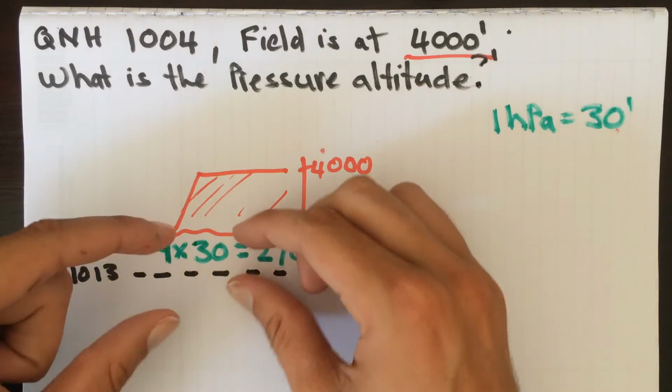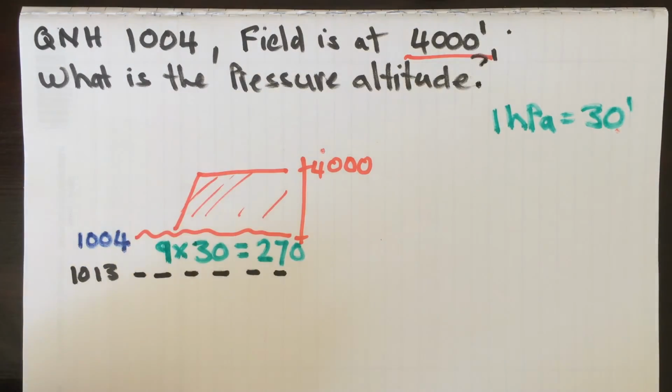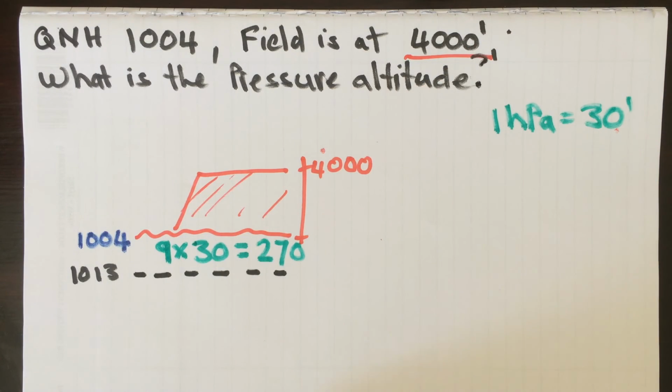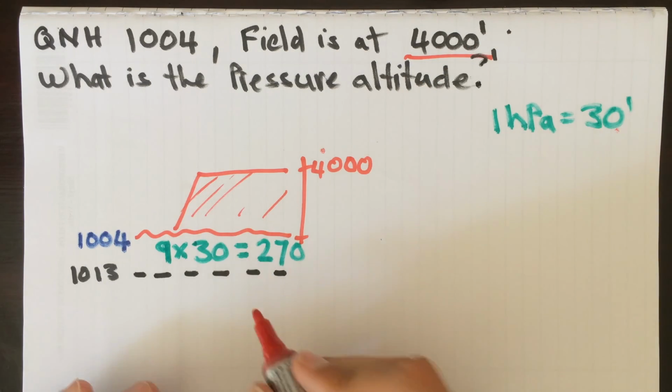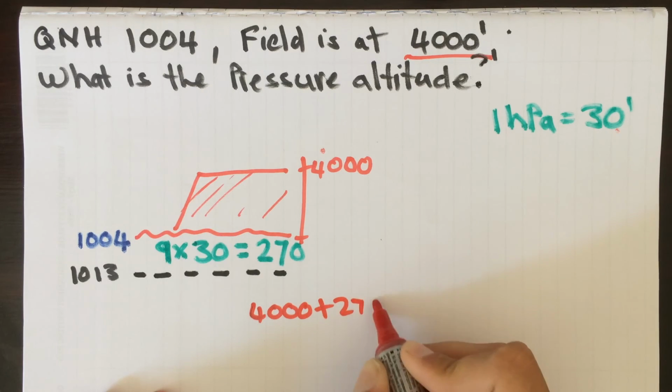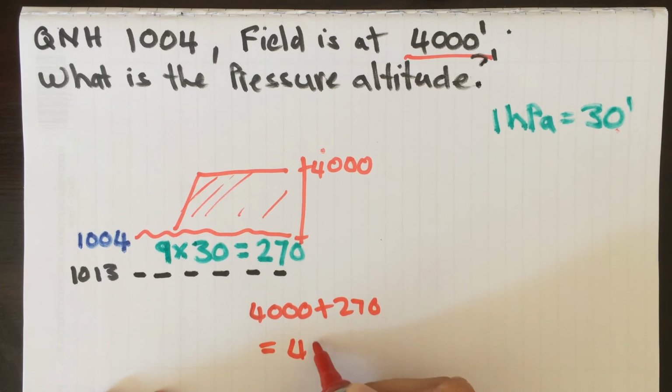So if we now have this distance, which is 270, and then this distance, which is 4,000, we can now add them together and we're going to get our answer. So we're going to take 4,000 plus 270, going to give us an answer of 4,270, and this is now pressure altitude. Cool, and that's how you would solve pressure altitude when your QNH is less than 1013.